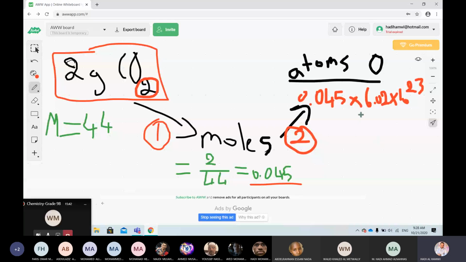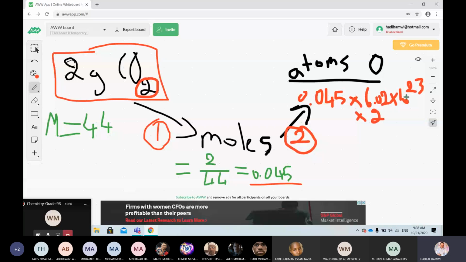So you multiply also by 2. So it will be 0.045 multiplied by Avogadro's number multiplied by 2. In the previous step, when I asked about molecules, the answer was 2.71 times 10 power 22. So you just multiply it by 2, so you have the answer. So you count the number of atoms, then you multiply it by the answer you found at the end. Is it clear? If you have any question, open your microphone and ask directly.